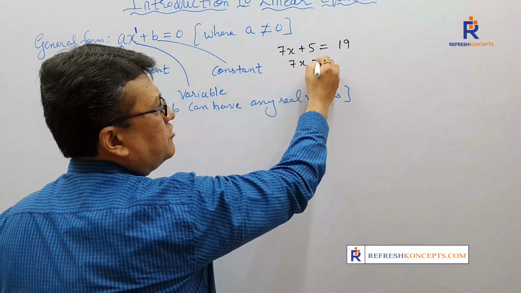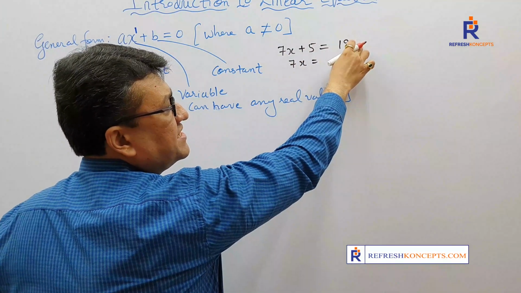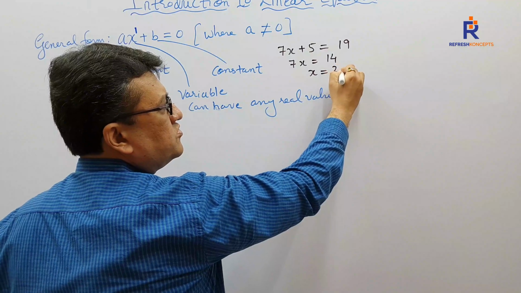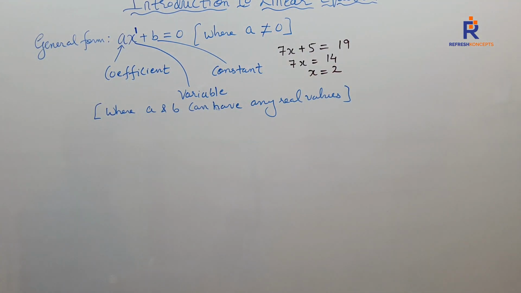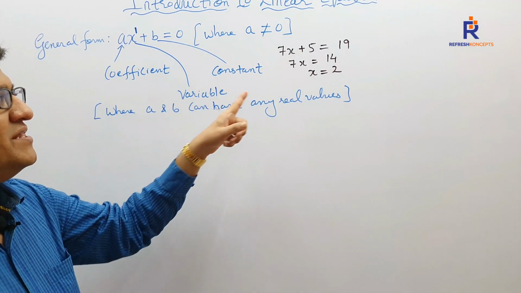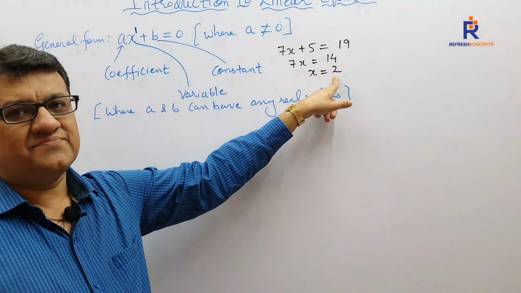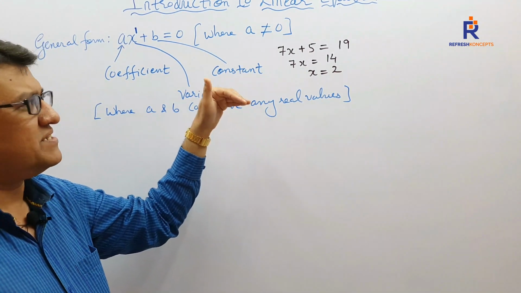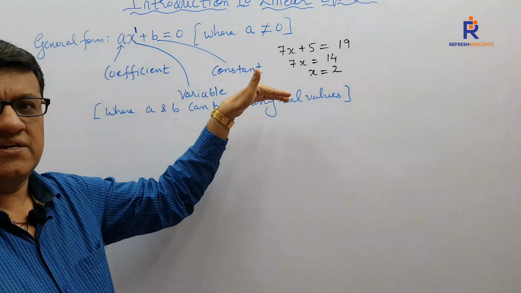7x is equals to, when 5 goes over there, 19 minus 5, 14. On dividing by 7, x is equals to 2. That's how we have solved a very simple sum of linear equation. Since it has only one variable, we'll have only one answer. That's what I think you'll have studied in your lower classes, right?